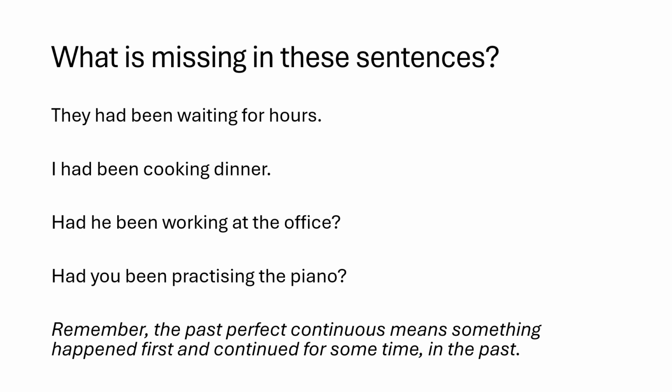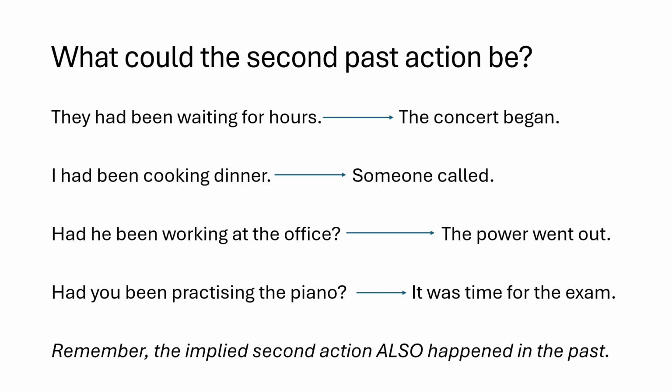Remember, the past perfect continuous means something happened first and continued for some time in the past. There are different possibilities that can be implied. It depends on the context of the conversation. Listen to the implied second action. What could the second past action be?